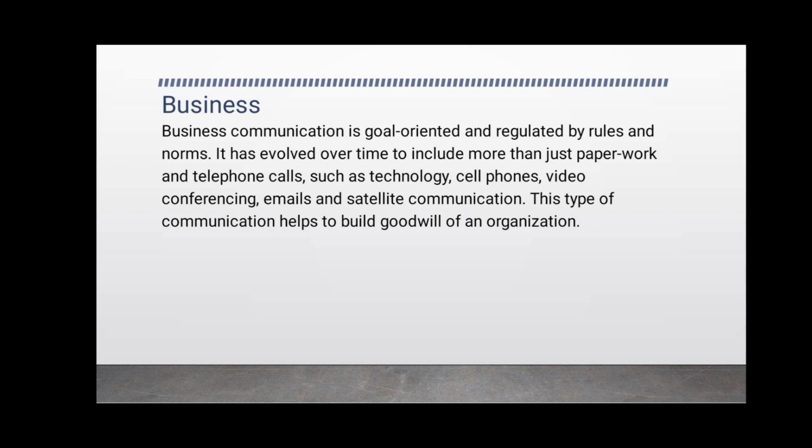Business communication is goal oriented and regulated by rules and norms. It has evolved over time to include more than just paperwork and telephone calls, such as technology, cell phones, video conferencing, emails, and satellite communication. This type of communication helps to build goodwill of the organization.